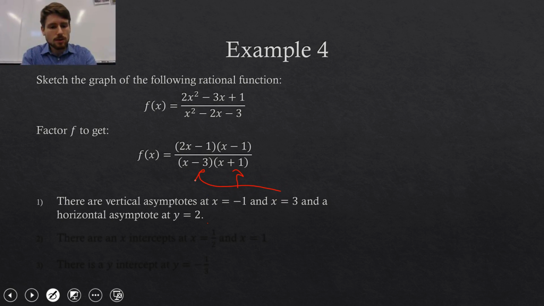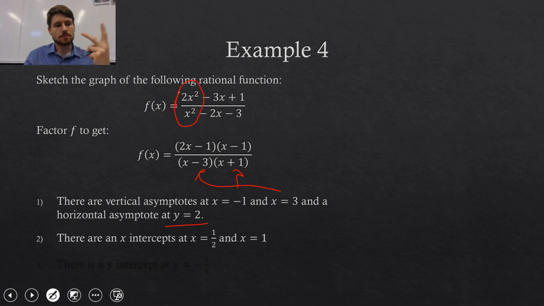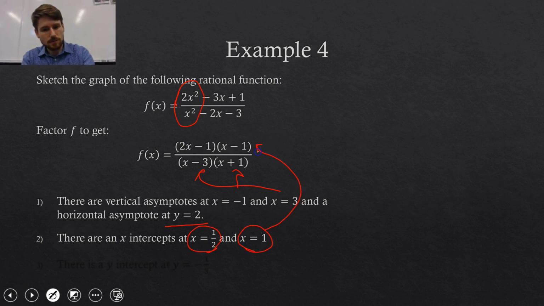There's a horizontal asymptote at y equals 2. That's the ratio of leading terms. 2x squared over x squared, that simplifies down to 2. So we've got vertical asymptotes, 2 of them, and a horizontal asymptote at y equals 2. We've got two x-intercepts, 2 of them, because we have two numbers that make the numerator 0 and don't make the denominator 0. And those numbers are 1/2 and 1. Because we have an x-intercept from this factor, we have an x-intercept from that factor.